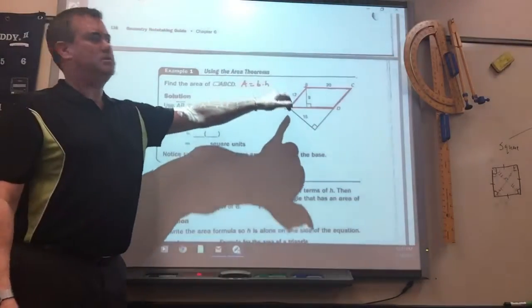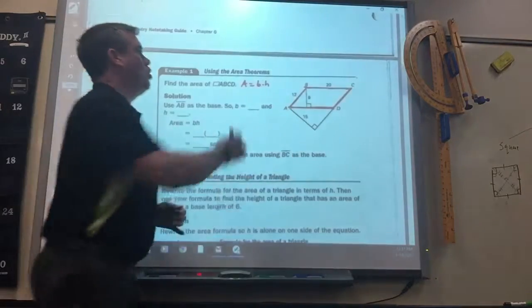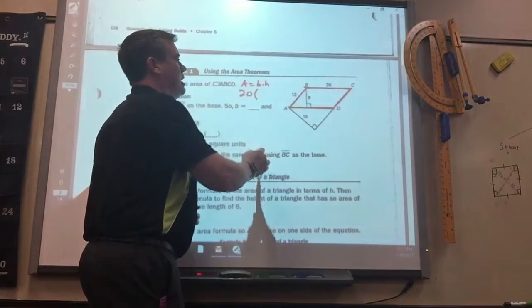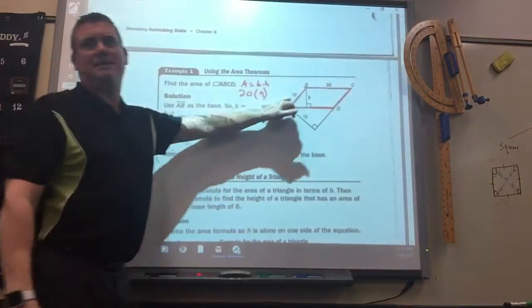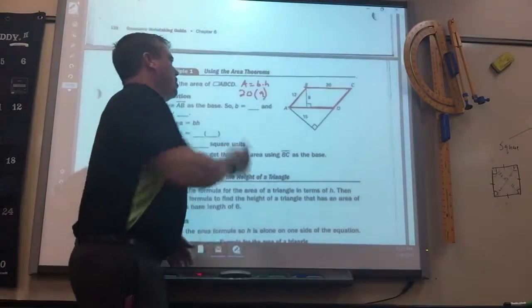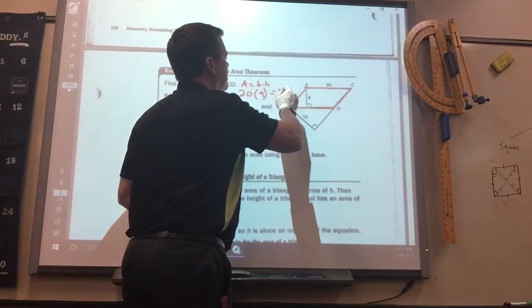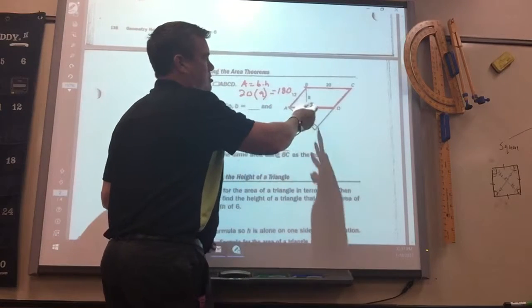So what's the base of this parallelogram? 20. And what's the height? 9. They throw that 12 in there, you don't need to know it. That's the slant height. 180. So that would be, yes, 180. And there is no label, so you don't have to label it.